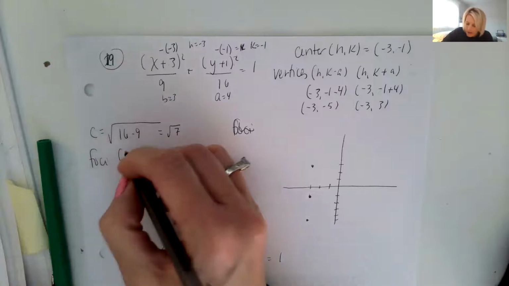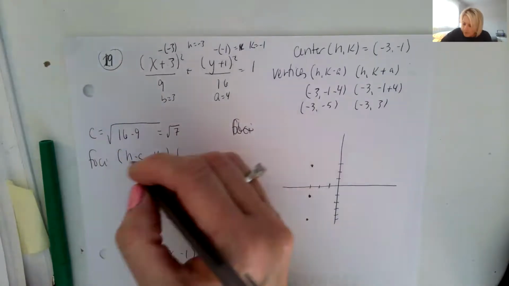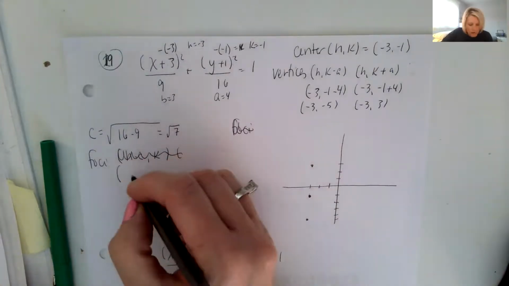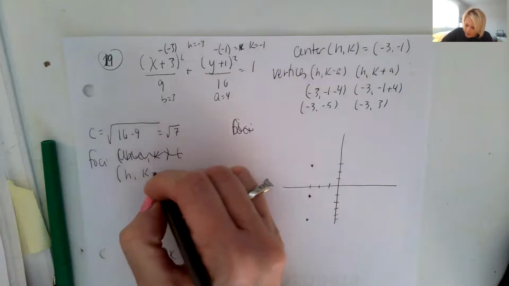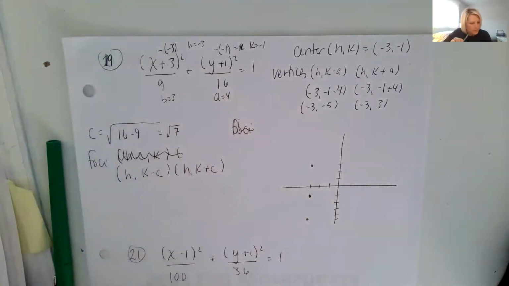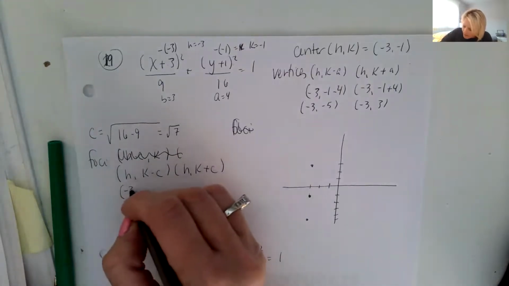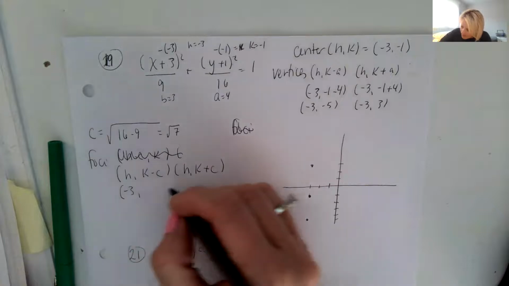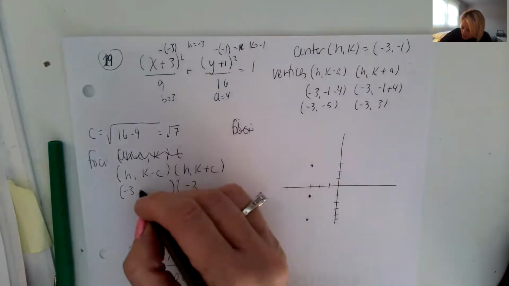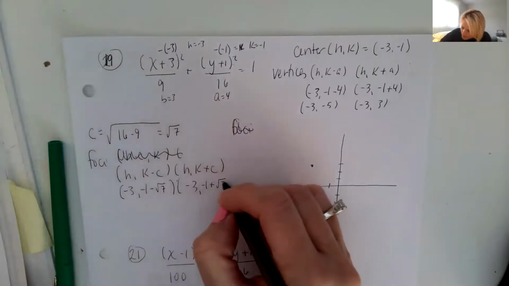The foci are at h minus c comma k, and then h, oh no, we haven't elongated any other direction, sorry. Our foci are at h comma k minus c, and then h comma k plus c. So it's at, because they're always on the major axis, negative 3, and then k is equal to negative 1, subtracting the square root of 7, and then negative 1 plus the square root of 7.